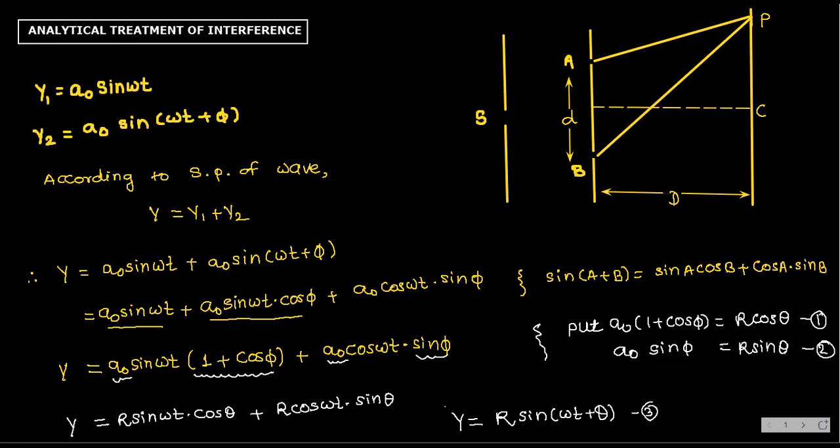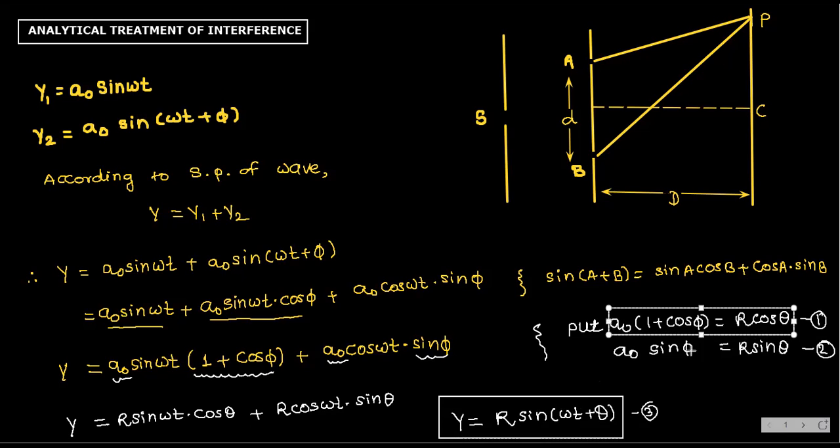Keep it in a box. The same formula we have used. Which formula? sin a plus b is equal to sin a cos b plus cos a sin b. This is your equation number 1, and this is your equation number 2. So you have 3 equations now, 1, 2 and 3. Keep them in a box and note them down properly. Why are we doing this? Because from this we will get the intensity and amplitude relation.